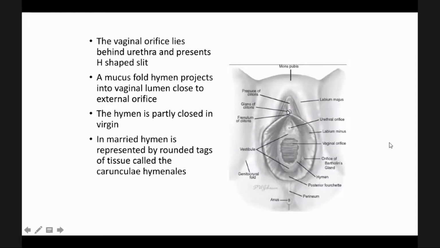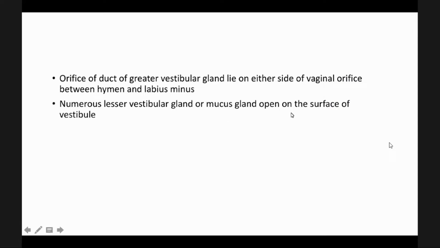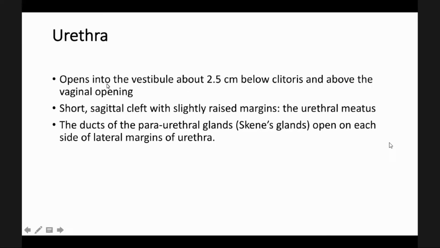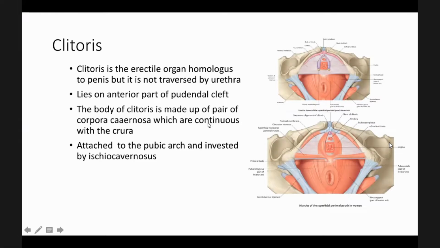Clitoris is in the next slide. Now just read the overlying covering. It is the glans clitoris, and below that you have the frenulum of the clitoris. Next is the urethra. The urethral opening, you have already seen, is 2.5 centimeter below the clitoris. It is the sagittal cleft. The duct of the paraurethral gland, that is the Skene's gland, also opens on the lateral margin of the urethra. The opening of the paraurethral gland is present at this point.